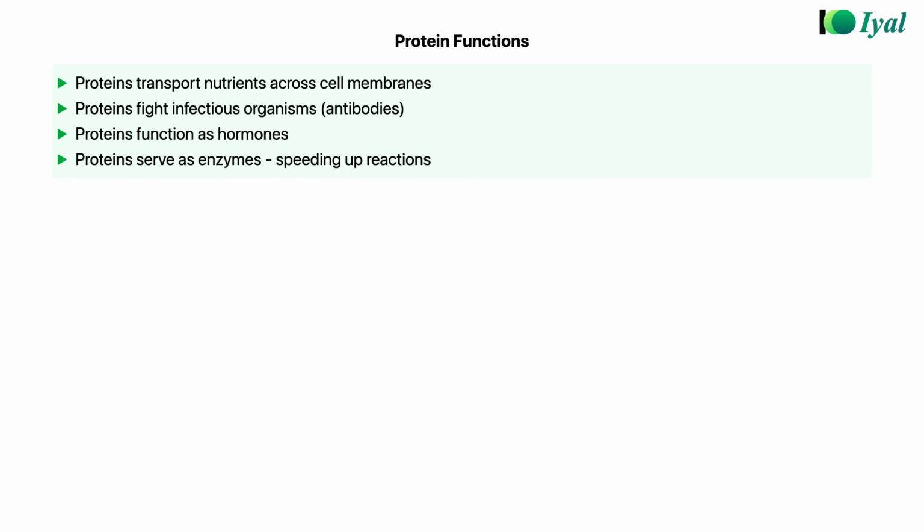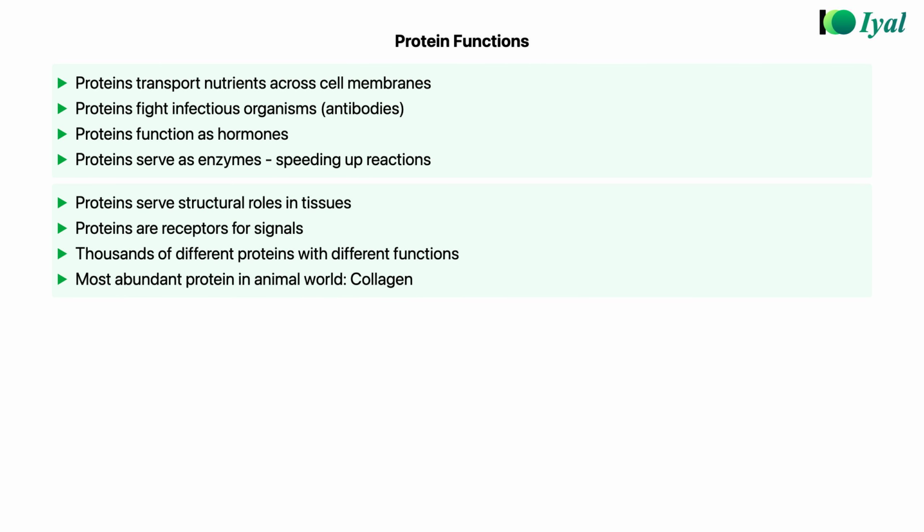Proteins do an enormous variety of jobs in living organisms. Some transport nutrients across cell membranes, they carry things in and out. Some fight infectious organisms, those are antibodies. Some act as hormones, signaling molecules that coordinate activity between cells. Some are enzymes, we'll talk much more about those. Some proteins are structural, they form the framework of tissues. Some are receptors, they receive chemical signals from other cells. There are thousands of different proteins, each with its own specific job.